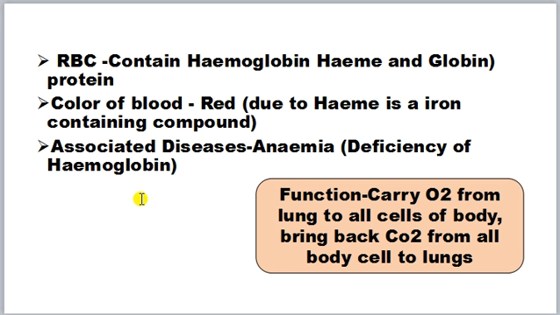Now we will talk about the function of RBC. The primary function of RBC is to transport oxygen to the body cells and deliver carbon dioxide to the lungs. Here hemoglobin absorbs oxygen in the lungs, then it travels through the blood vessels and brings oxygen to all other cells via the heart. So hemoglobin plays an important role in carrying oxygen from the lungs to all cells of the body and bringing back CO2 from all body cells to the lungs.